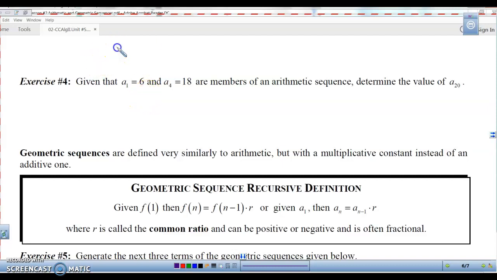Its general form is a sub n equals a sub 1 plus (n minus 1) times d. Remember, d is the common difference. That's what it goes up or down by, adding or subtracting. All right, this is the common difference.